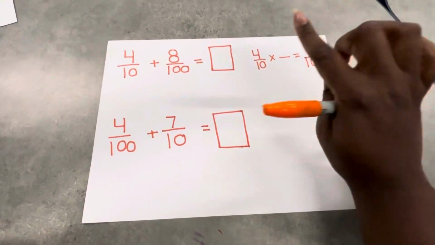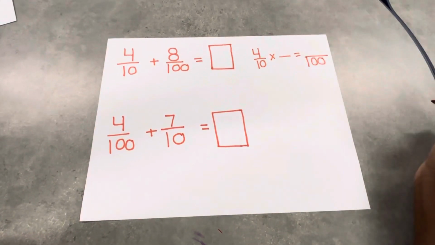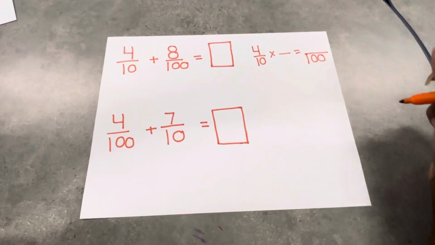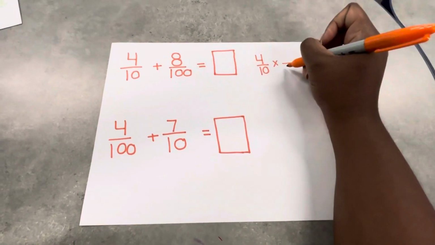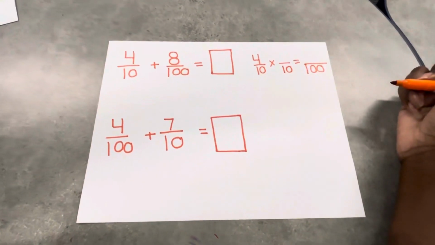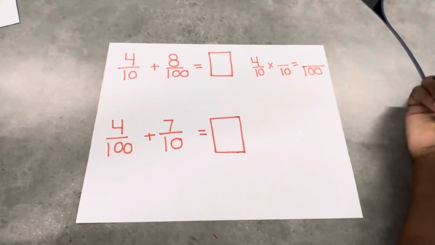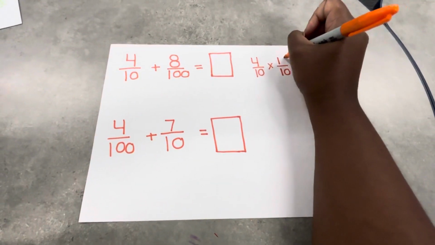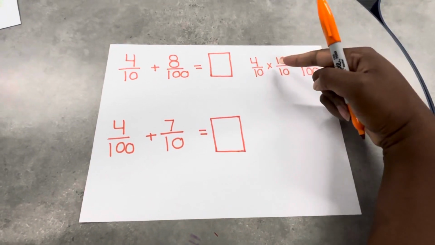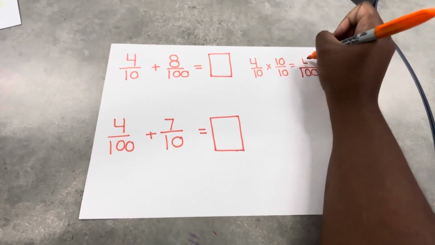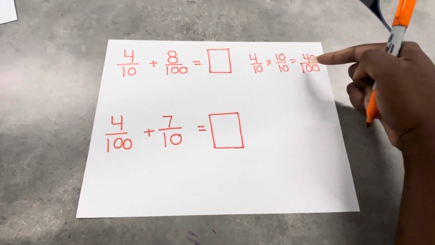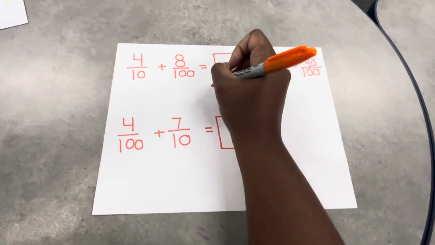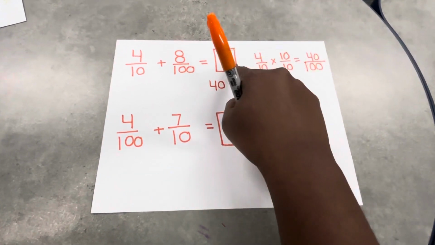So I'm going to ask myself, what do I need to multiply by 10 to get me 100? Now, I know my basic 10 multiplication facts. I know that 10 times 10 gives me 100. So whatever I do to my denominator, I must also do to my numerator. 4 times 10 is equal to 40, or 40/100. So I'm going to plug this back in because I don't want to get confused. Because remember, I need to solve.